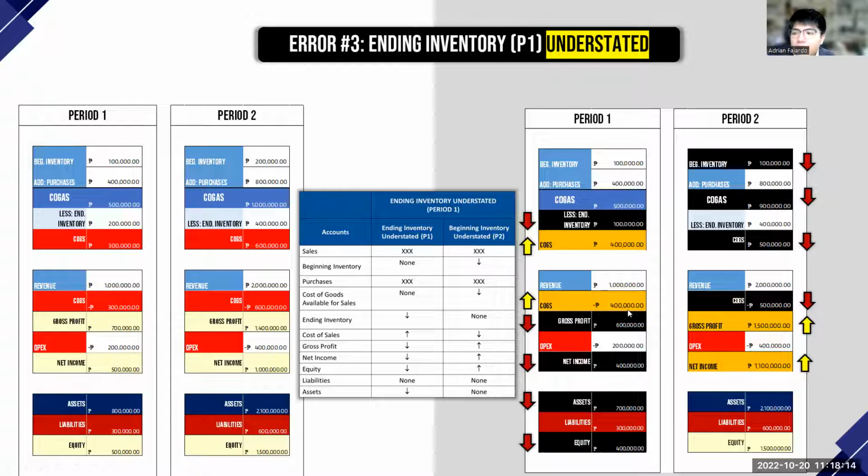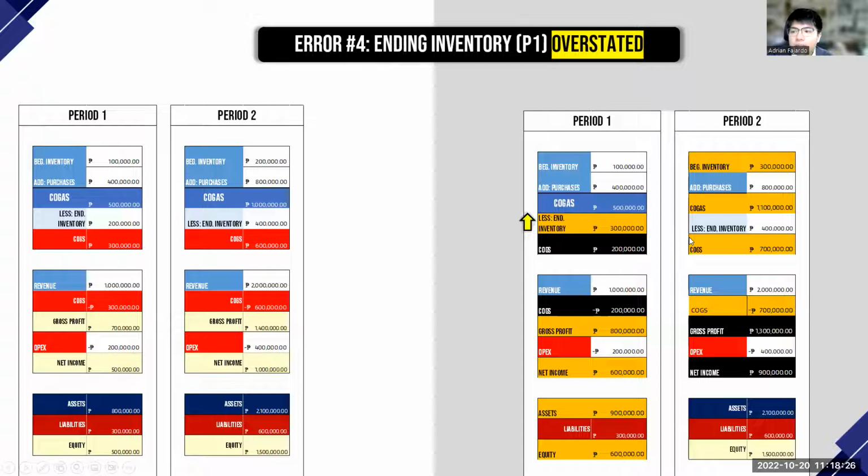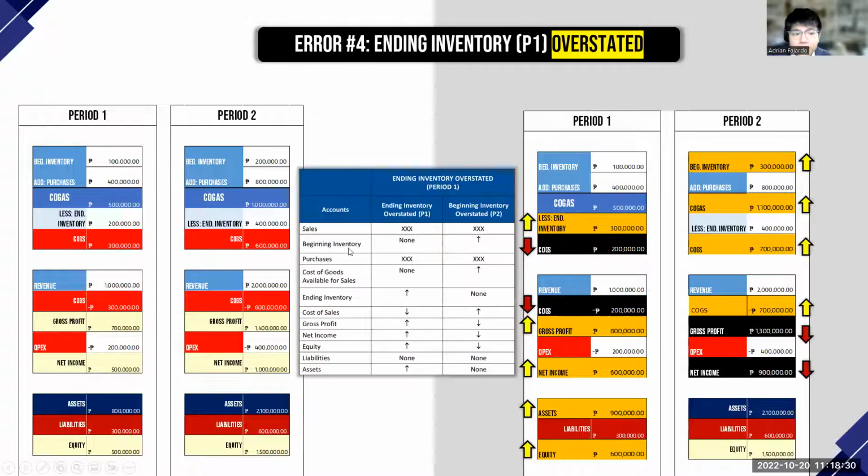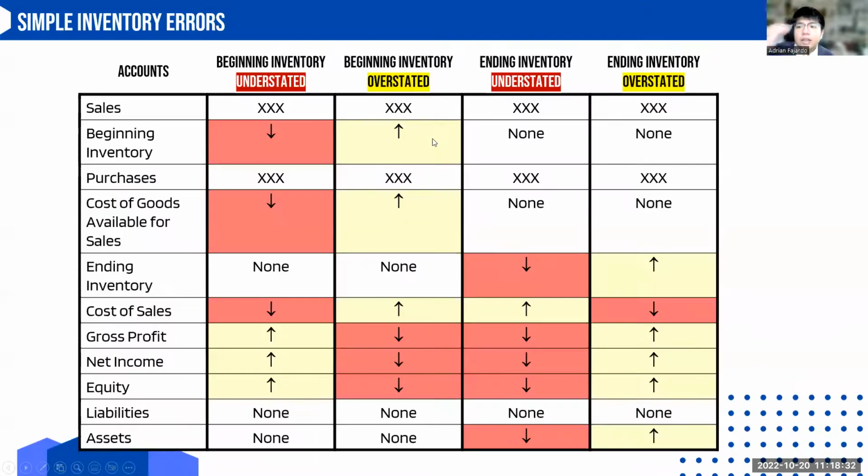So, if in period 1 net income is understated, in period 2 naman, net income is overstated. Kaya si equity, walang change. Parang nagsi-self-correct. Right? So, baliktad pag overstatement. So, ganito. In essence, you need to master what are the effects of your errors.